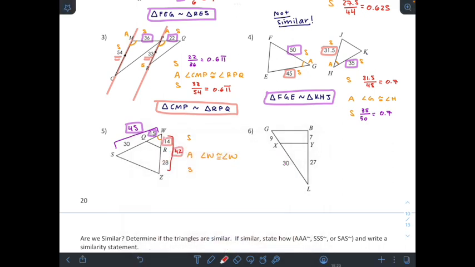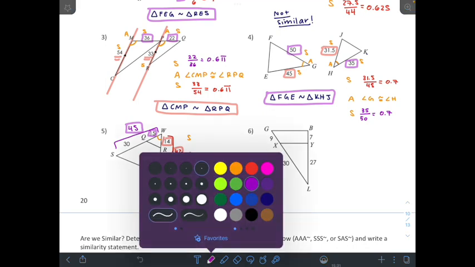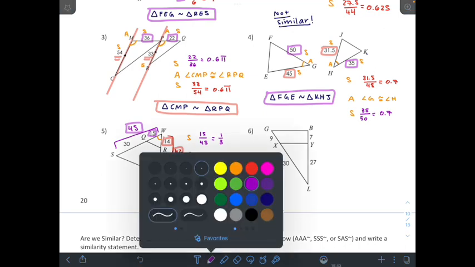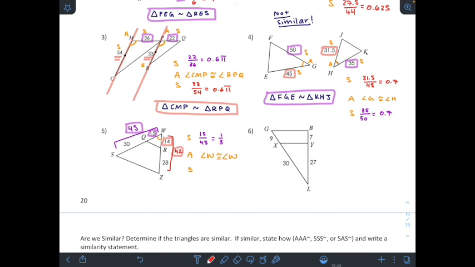And then I can compare the small side to the small side. So again, if you don't need the colored pencils, fine. But if you do need the colored pencils, there's no shame there. This is a lot we're keeping track of, and the colored pencils help. So I'm going to do 15 over 45 and see how that reduces. That would be 1/3. Then I can do the same thing for that red side and make sure they match. And then I would be able to use side angle side if that's the case.